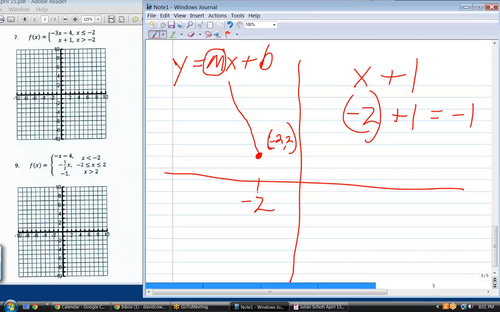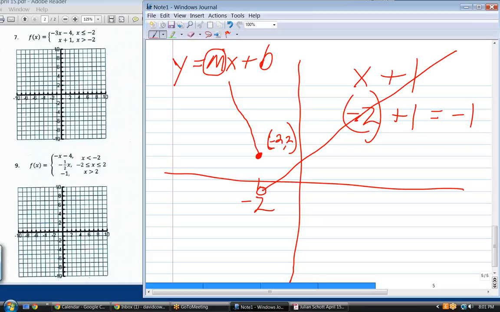Negative 2, negative 1, open or closed? Open. There's my starting spot. Negative 2, negative 1, open circle. What's my slope? The slope is plus 1. So that's a 45-degree line. That's how you do it. That's how you do every one.